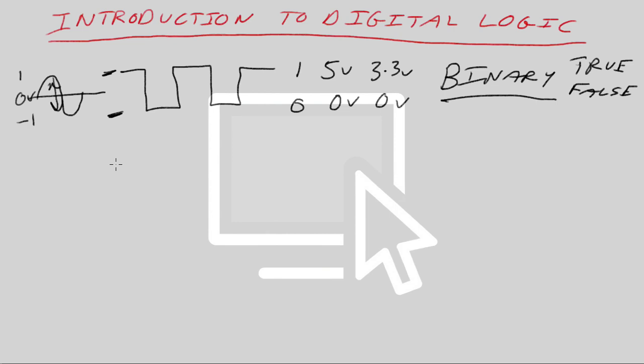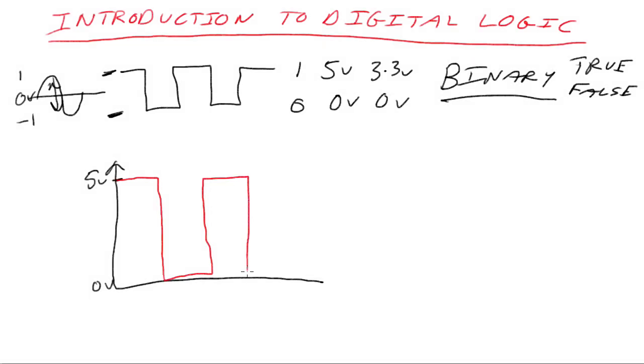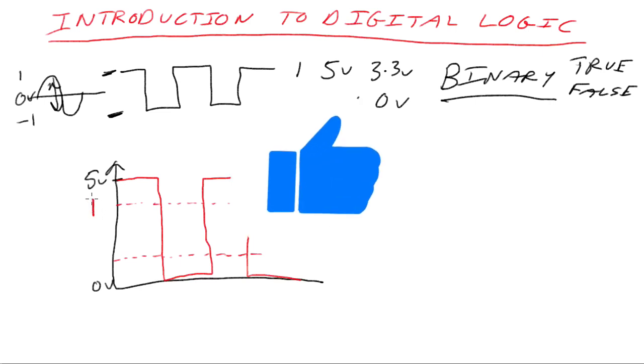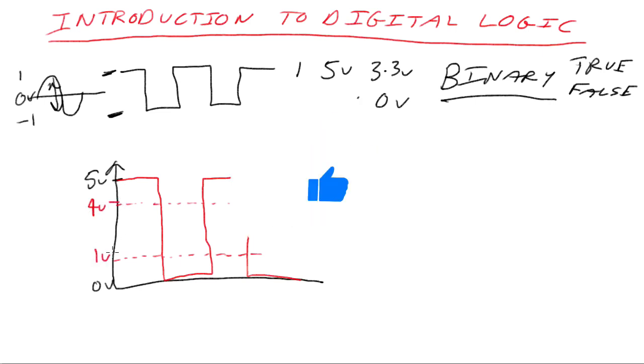And because digital still lives in the analog world, we have to actually set boundaries. If this is 0 volts here and this is 5 volts here, for example, our waveform is not going to be absolutely perfect. It might be like this, but it might not. So we have to actually set boundaries in here where something is determined to be a logic 1 and a logic 0. So in this particular case, it might be, say, 4 volts, just as an example.